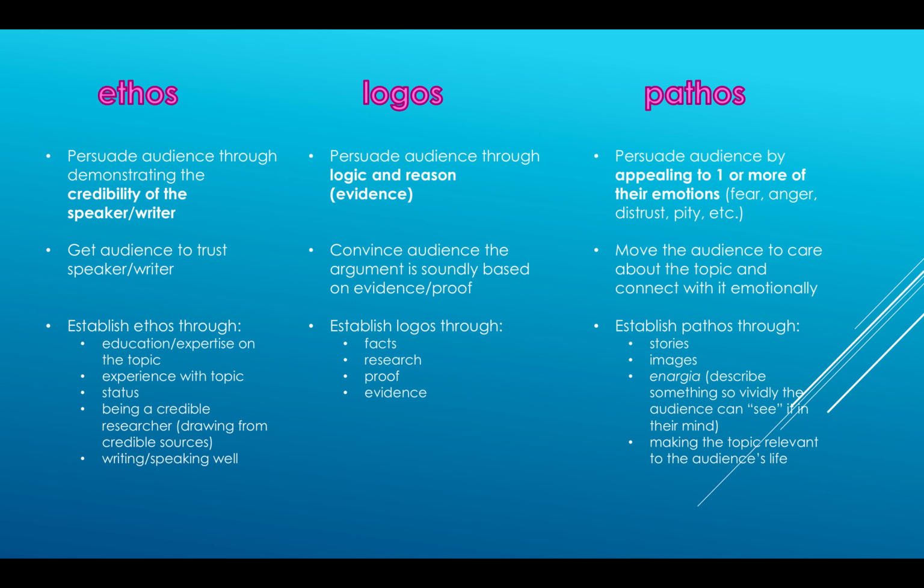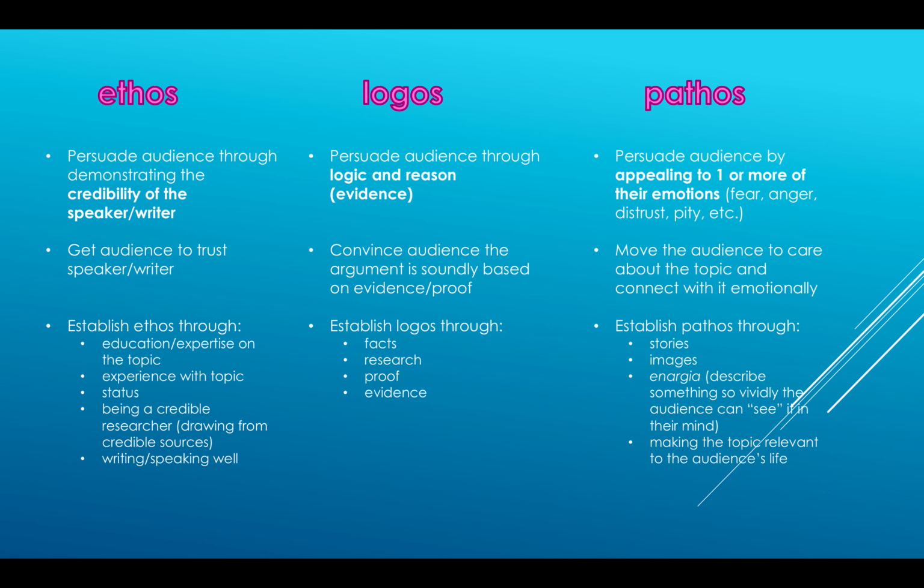And then Aristotle went one step further. It kind of makes sense that you have to demonstrate your credible authority making the argument. You have to give logical reasons for why people should be persuaded. But he also added, you also have to appeal to their emotions. Often people making an argument play on people's fear or anger or distrust or pity or desire for happiness, things like that.